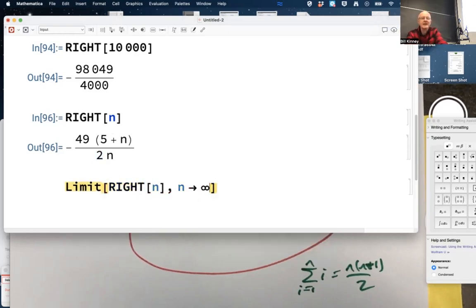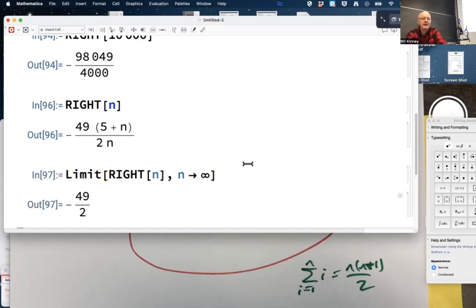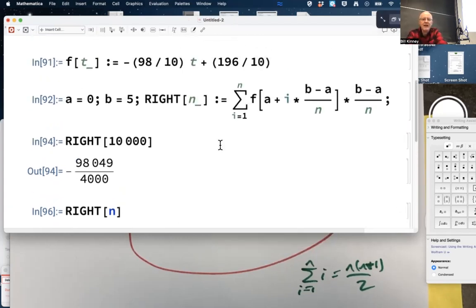Here's the syntax. I made an infinity sign by doing some magic here: escape, i and f, escape. There's also a button on the palette over there. Escape, i and f, escape makes an infinity. Negative 49 over 2. What about a left-hand sum?